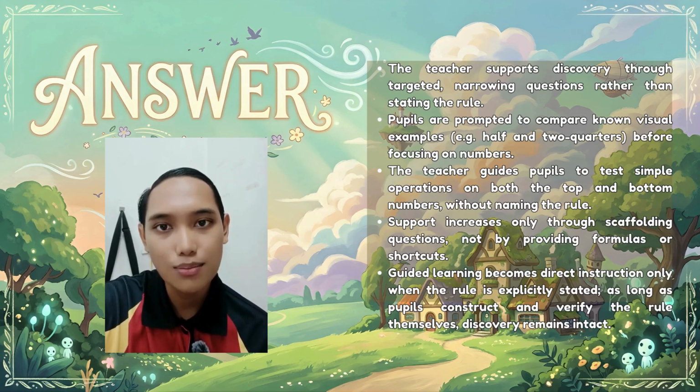Finally, once a rule is proposed, pupils are required to test their reasoning immediately using a new example, such as finding an equivalent fraction for 1/4 with a denominator of 8. This step is crucial because it distinguishes genuine understanding from guesswork. If pupils can apply the rule accurately in new contexts, it demonstrates that the discovery was meaningful rather than memorized.